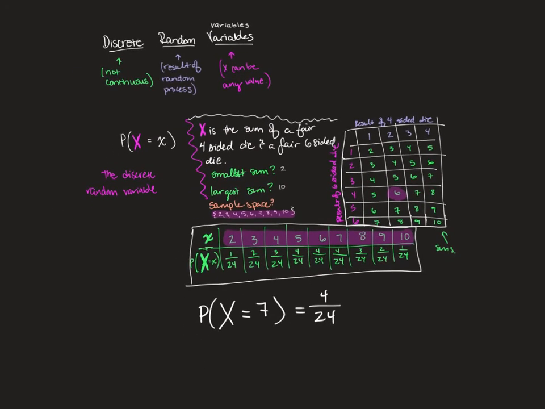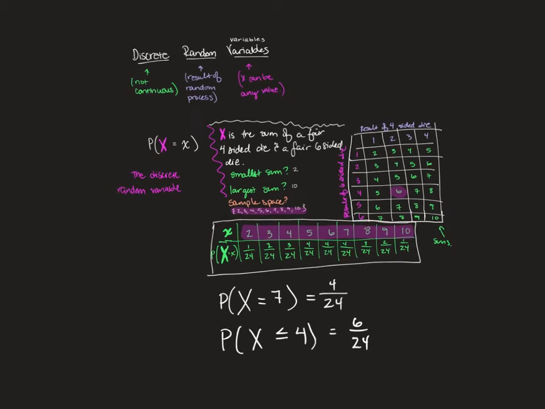Part of the reason that we have this notation is so we could also do things with inequalities. So if I said, what's the probability that it is less than or equal to 4? Well, then it could be a 4 or a 3 or a 2. So in that case, I'd have to add up 1, 2, 3, and 6 out of 24 would be my answer here.